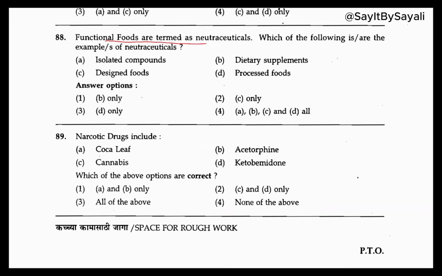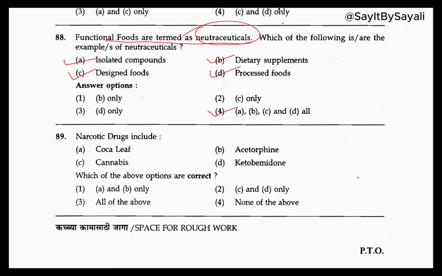Functional foods are termed nutraceuticals. Which of the following are examples of nutraceuticals? A. Isolated compounds, yes, these are nutraceuticals. Dietary supplements are also nutraceuticals. Designed foods are nutraceuticals. And processed foods are also nutraceuticals. So 4 is A, B, C, D, all. Functional foods or nutraceuticals encompass a wide range of products, including isolated compounds, dietary supplements, designed foods, and processed foods that provide a health benefit beyond nutrition, that is your nutraceuticals.